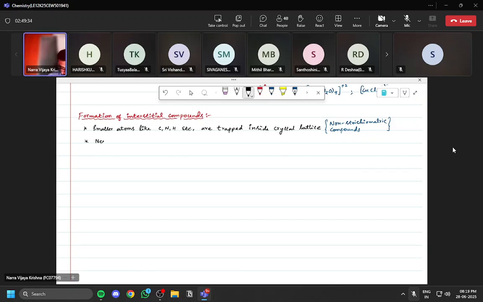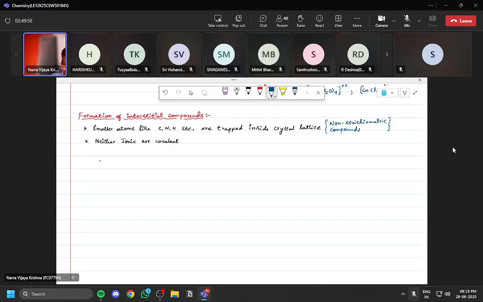Such compounds are neither ionic nor covalent. Why are they neither ionic nor covalent? These smaller atoms are trapped. They are not forming any bond. Carbon is trapped inside the crystal lattice. There is no bond between carbon and metal, right? So they are not ionic, not covalent.